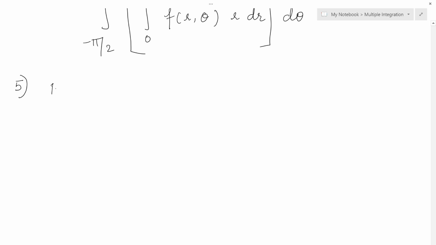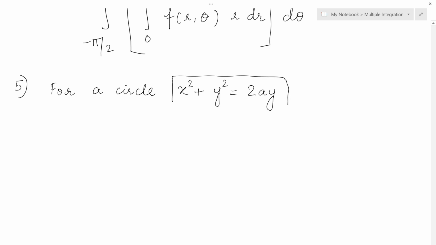So fifth curve is another circle. So for a circle, x square plus y square is equal to 2ay. Right? This is another circle. In the curve tracing, we have seen how to draw the circle. But let us find first what is the polar form of this.